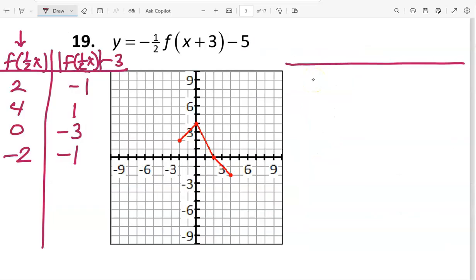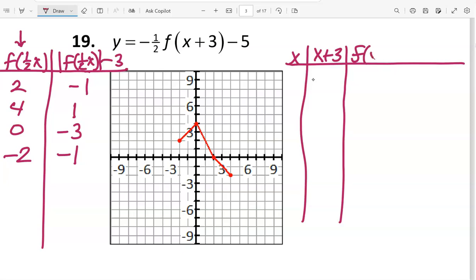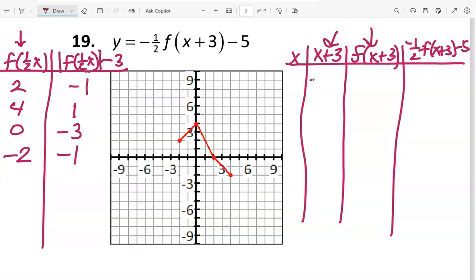In 19, I'm going to set up a table of values, starting with the value of x, and then inside parentheses, add 3, and then f of x plus 3, and finally I'm going to do the last operations outside of f of x all in one, negative 1/2 times the f of x plus 3 minus 5. And so here are our input and output columns for the function. So if the input for the function is negative 2, then the output is 2. If the input is 0, then output is 4. Input is 2, output is 0. And input is 4, output is negative 2.